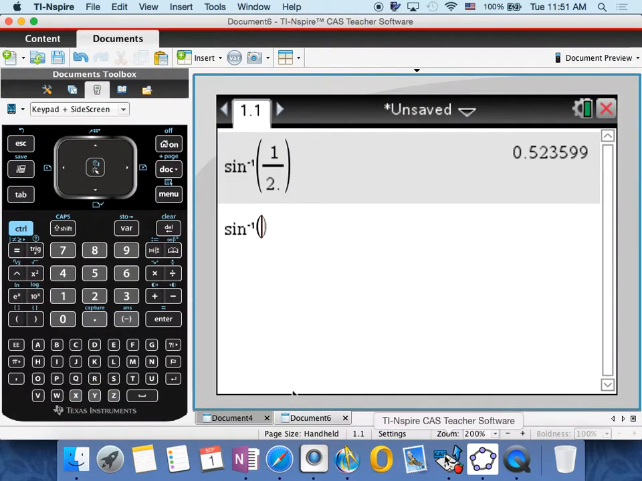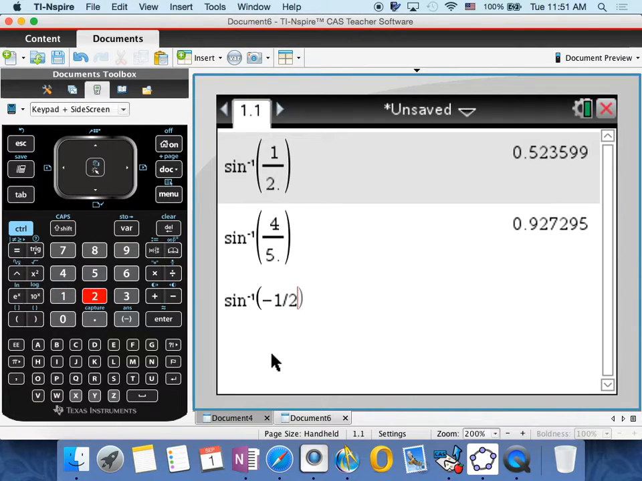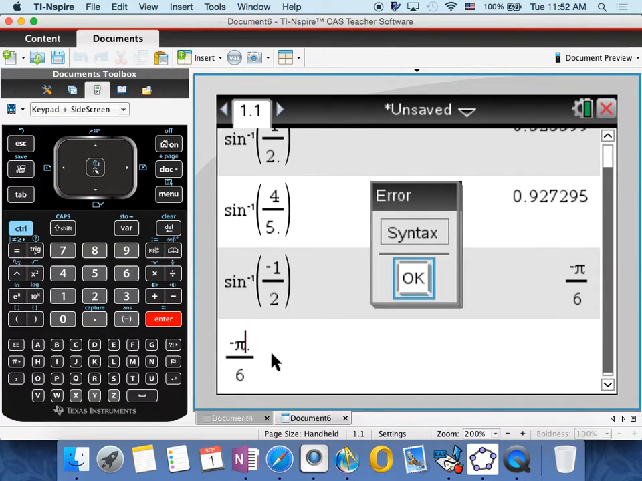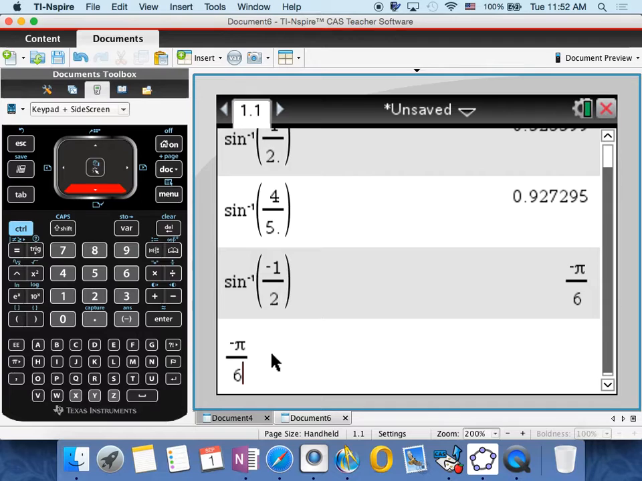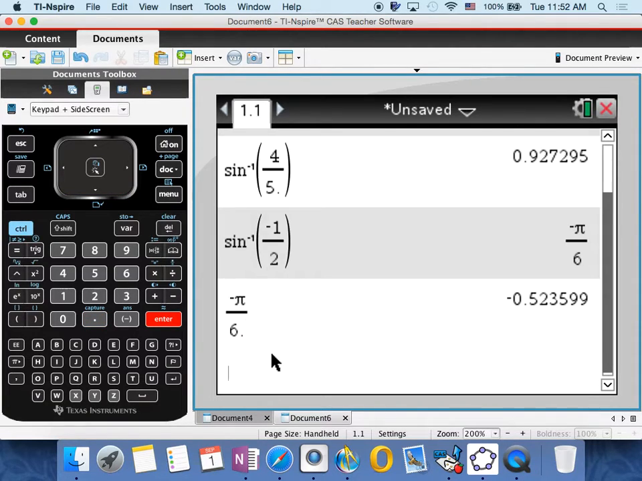So sine inverse of 4/5. Make sure to put it in decimal. That's 0.927, whatever. And also we're going to have inverse sine of negative half. That's negative pi over 6, and I want that to be a decimal. Oops, I shouldn't put the decimal next to pi. I should put that to 6 right there. So it's negative 0.5236. So x equals 0.927 and negative 0.5235, whatever.